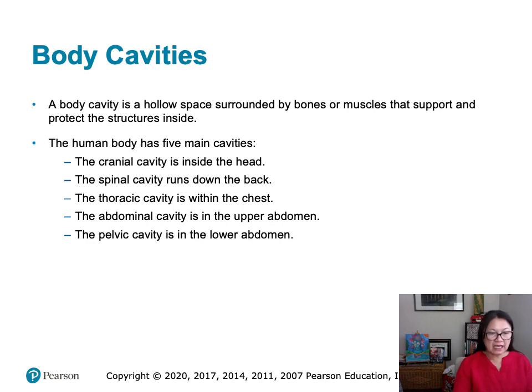The abdominal cavity lies within the abdomen and is surrounded by the diaphragm superiorly, the abdominal wall anteriorly, and the bones of the spine posteriorly. This cavity contains the stomach, small intestine, large intestine, spleen, liver, gallbladder, pancreas, and kidneys.